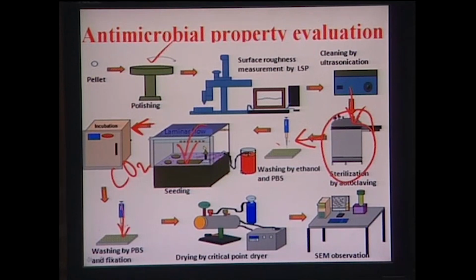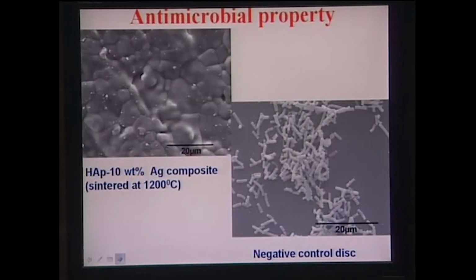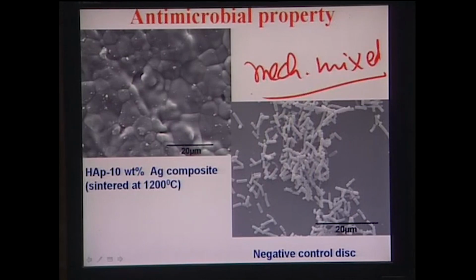After 4 hours, you have to fix these bacteria cells on the materials. This fixing is done by PBS again and then serial dilution, and then you can dry it by critical point dryer, and after that you can use either fluorescence microscopy or scanning electron microscope. Now, this is the antimicrobial property of the mechanically mixed powder. This is the planetary ball mill powder. After that you sinter them.